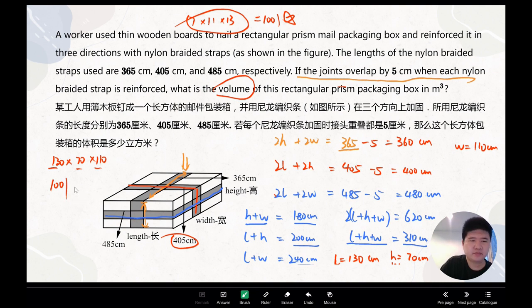So this will be 1001, and we still have 30 behind it, in cubic centimeters. But it's asking us for cubic meters.